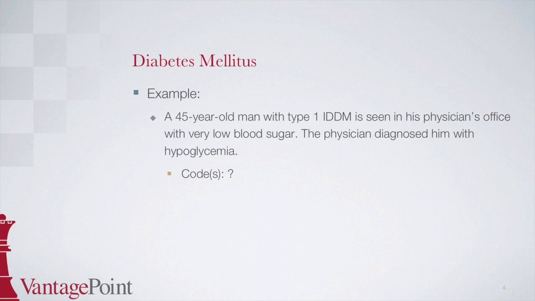Let's do another diabetes example. A 45-year-old man with type 1 diabetes is seen in his physician's office with very low blood sugar. The physician diagnosed him with hypoglycemia. How would you code this? Please pause the webinar to complete this example and then hit play to continue and learn the answer.